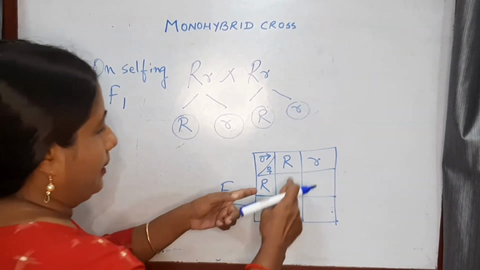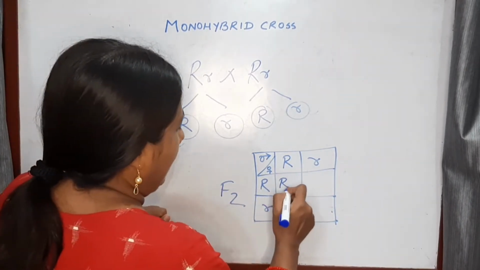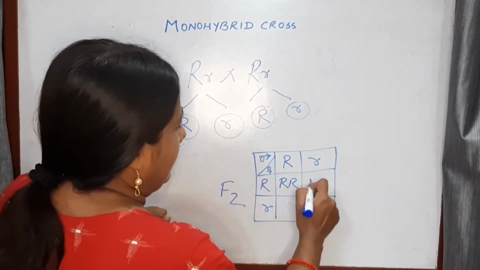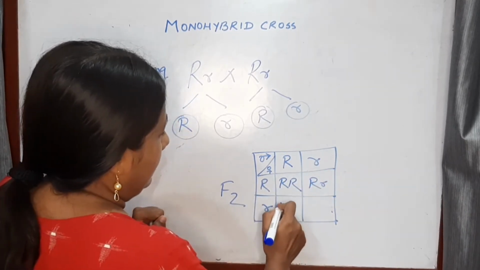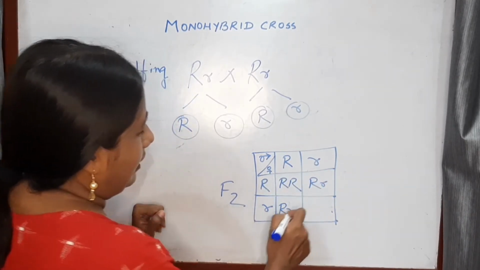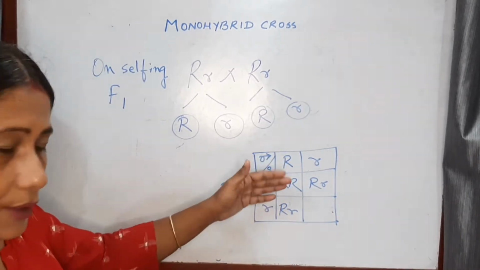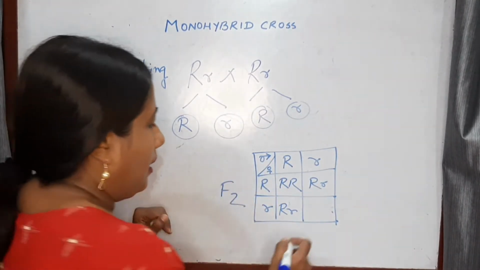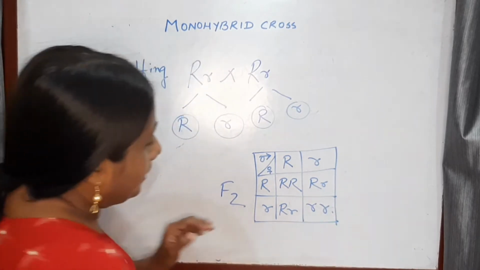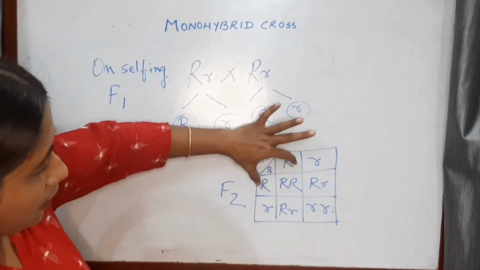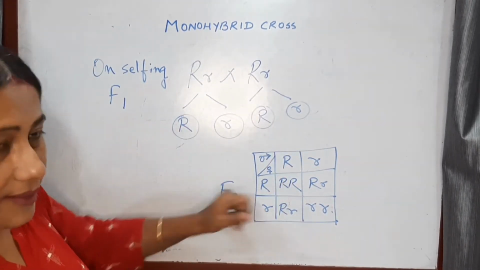So what will be the cross? Capital R, capital R, capital R, small r. Here also capital R, small r. Though it is small r, capital R, you can write capital R, small r, the same in both cases. Small r, small r. So cross these two: capital R, that is the red.